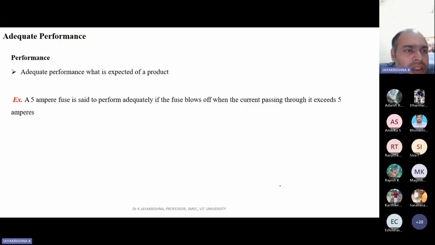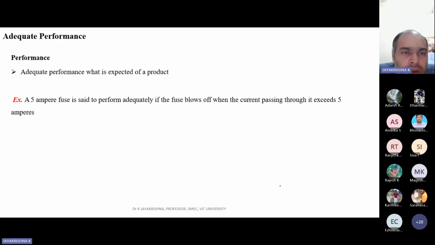Next we saw the phrase adequate performance. Adequate performance is what is expected out of your product. For example, we have a thermometer. The thermometer should do what? If it's a basic thermometer, it should show the temperature of the human body. And we know how it is performing, and we expect the thermometer to show the reading whenever we require.